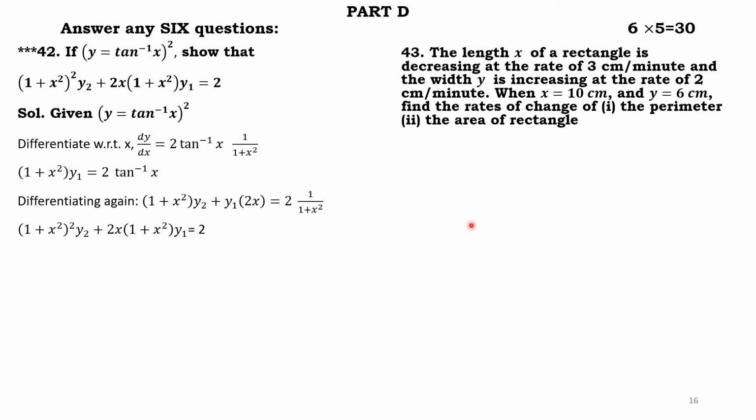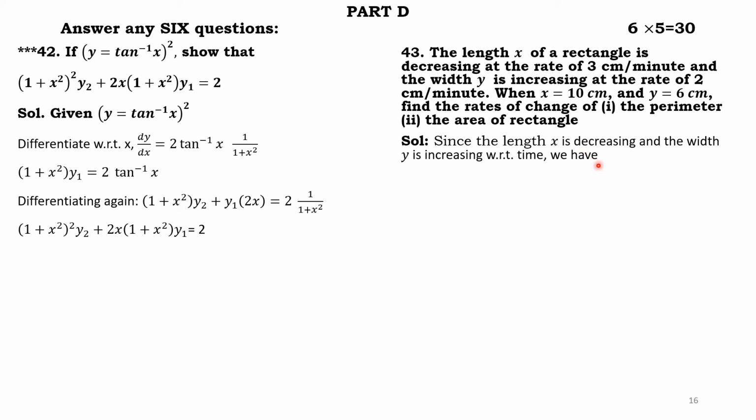43. The length of a rectangle is decreasing at the rate of 3 centimeters per minute and width is increasing at the rate of 2 centimeters per minute. When x is equal to 10 centimeters and y is equal to 6 centimeters, find the rate of change of the perimeter and the rate of change of area of the rectangle. That means here the length is decreasing and width is increasing. So we have to find the rate of change of perimeter and the area of the rectangle.